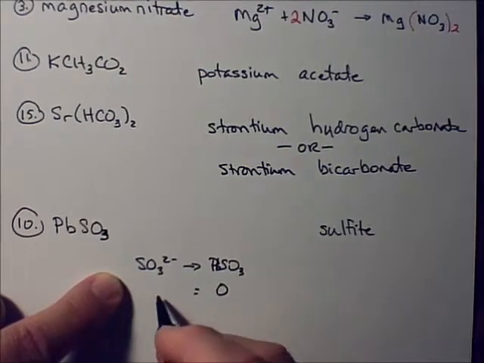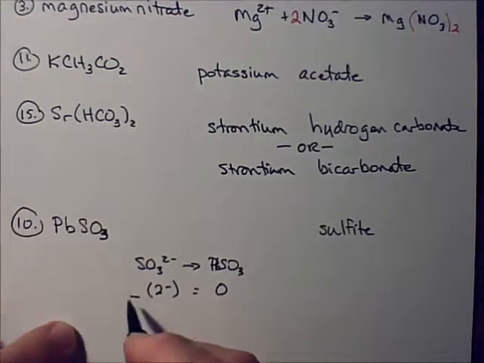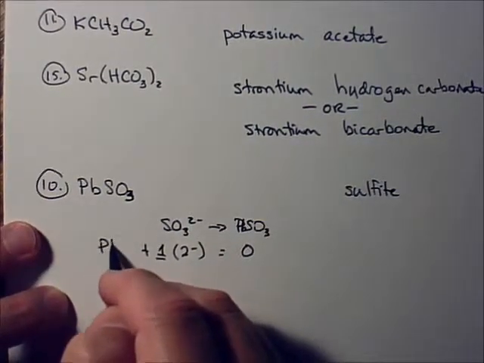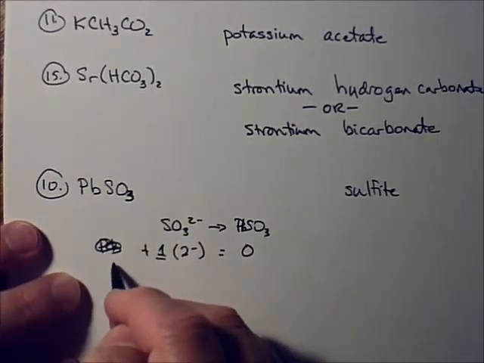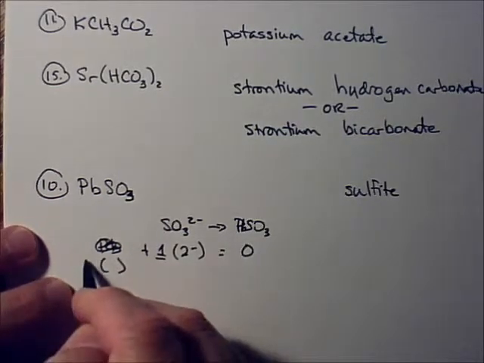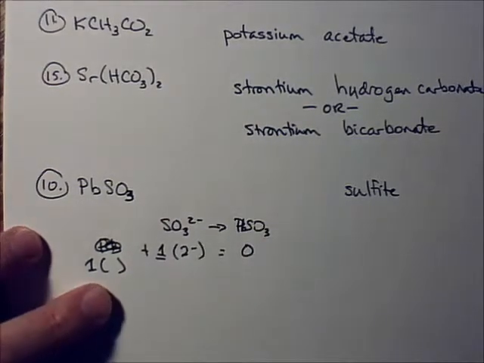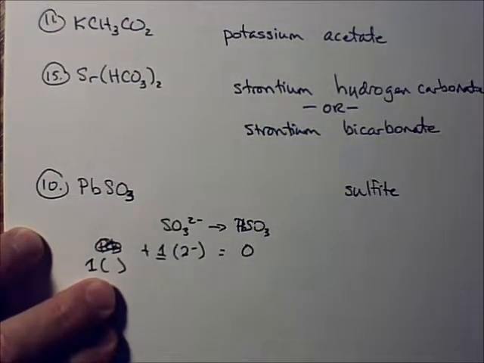I've got to have a 0 charge over here. This is a 2 negative. I've got 1 2 negative. So Pb, I didn't know what charge I have when I have only 1 Pb. It'll make all this work out. But is it kind of almost the exact same thing?